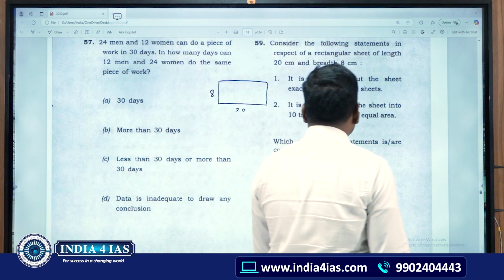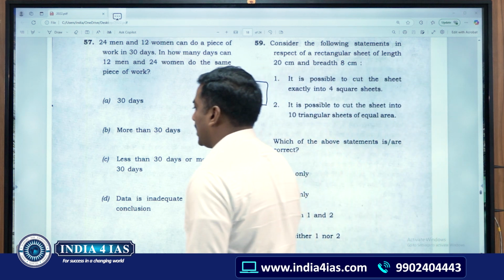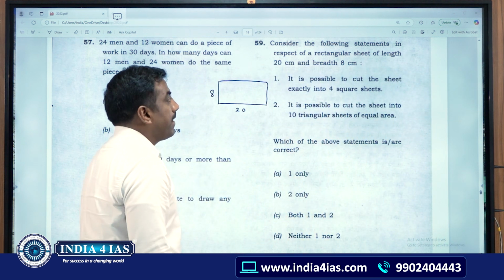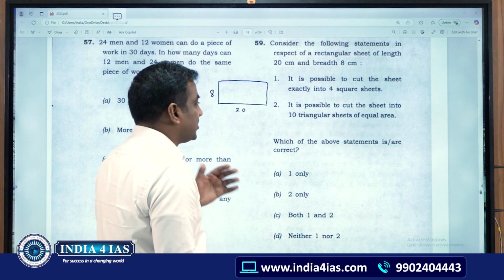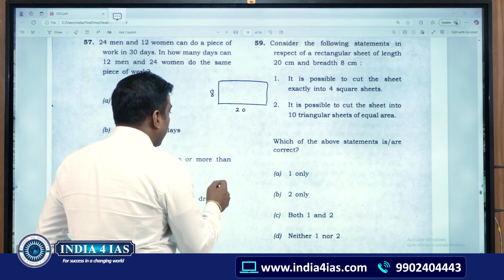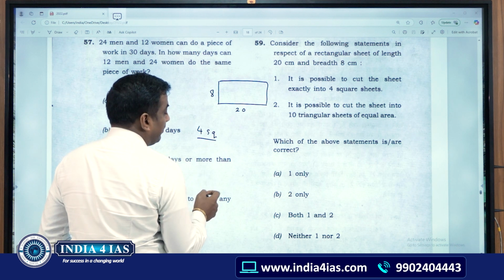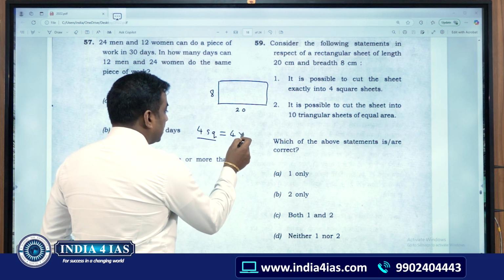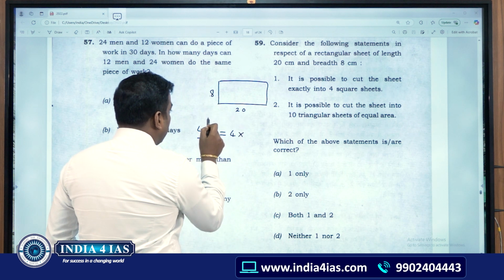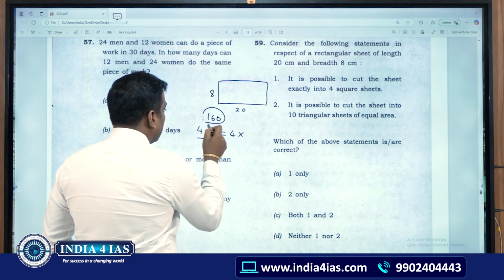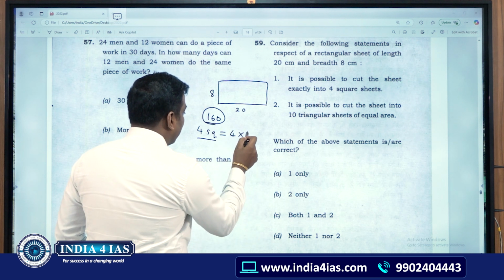It is possible to cut the sheet exactly into 4 square sheets. What I need is 4 squares. That means 4 into some square area. So the area here, 8 into 20, is 160. So 160 divided by 4.